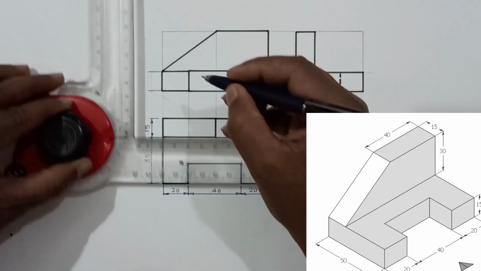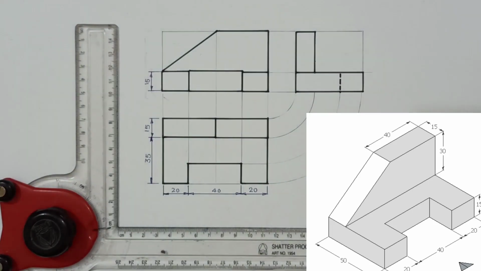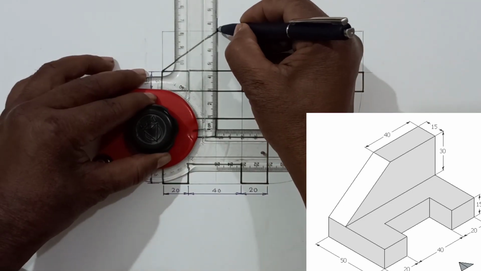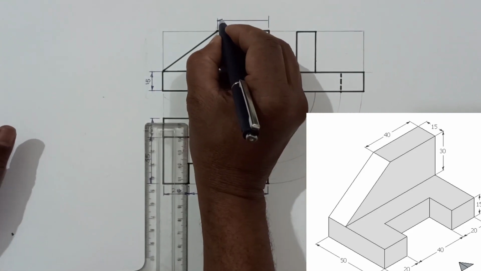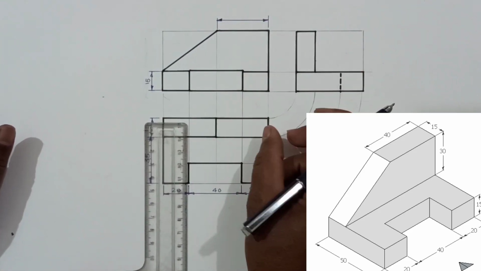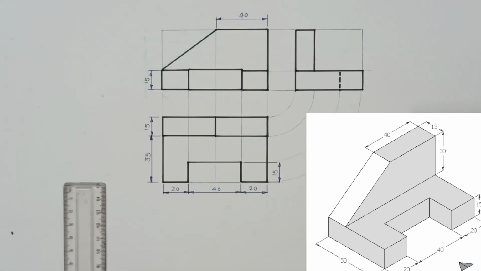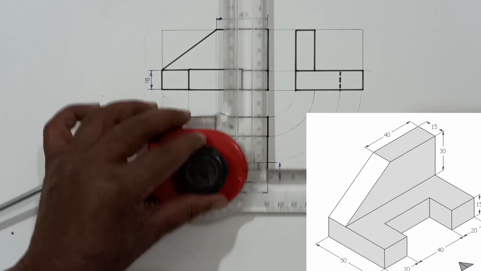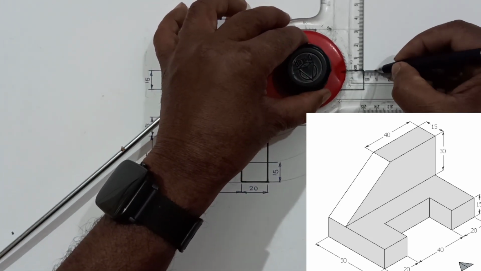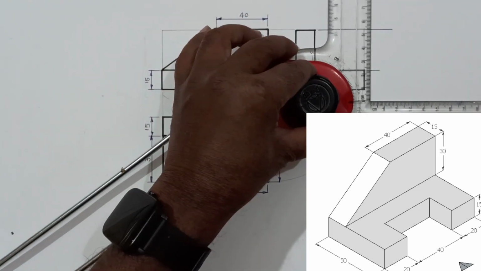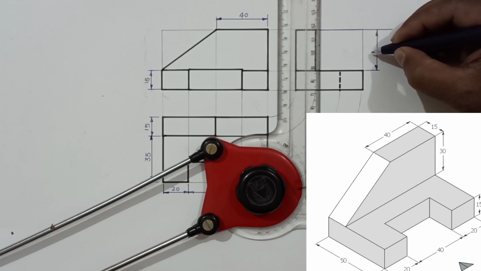Now here we are going to show the height of this portion, which is 15 millimeter. The length of this portion, placing the dimension of 40 millimeter at the middle of the dimension line. Height of this portion, which is 30 millimeter.